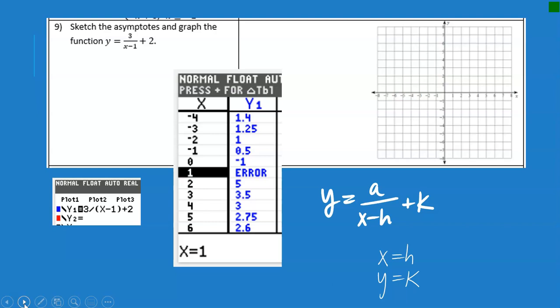So my two asymptotes here are going to be x equals 1, and you can actually see that here in the table. Remember that whatever x value gives you the error, that's your vertical asymptote. And then the horizontal asymptote would be y equals 2, and you get that just by looking here at the k value. All right, so I'm going to go ahead and put those into my graph. So x equals 1, that's a vertical asymptote at 1. And then I have a horizontal asymptote at y equals 2.